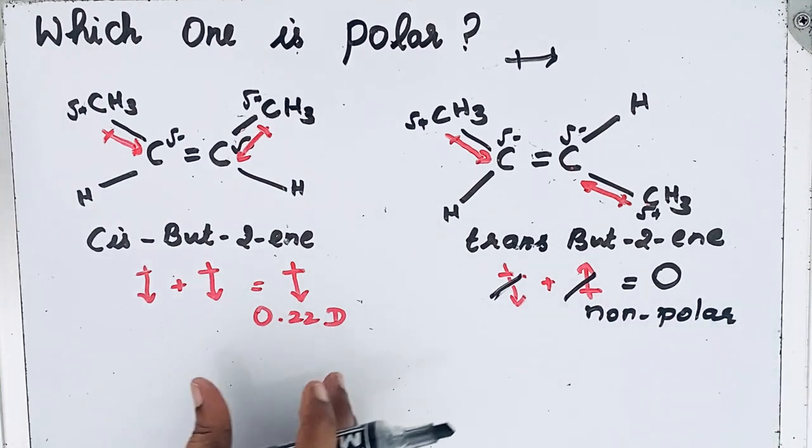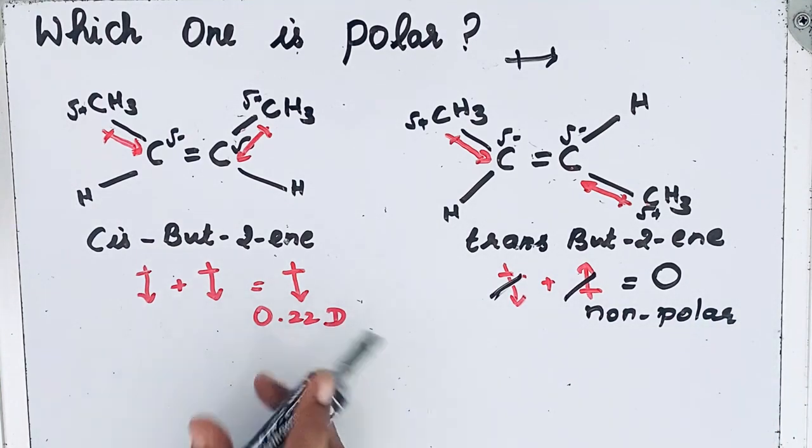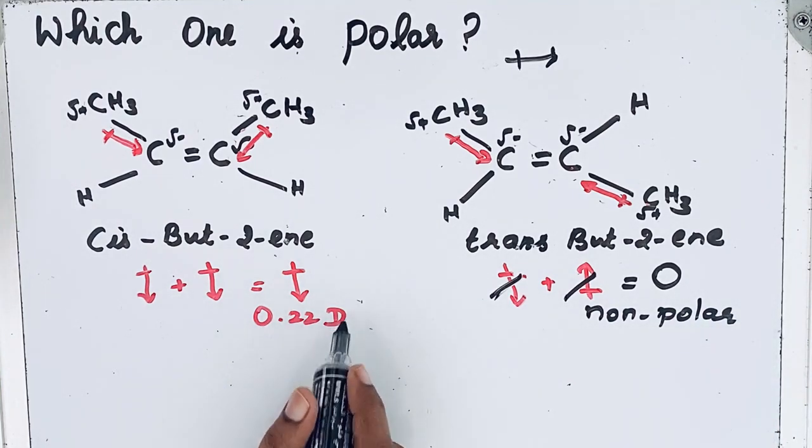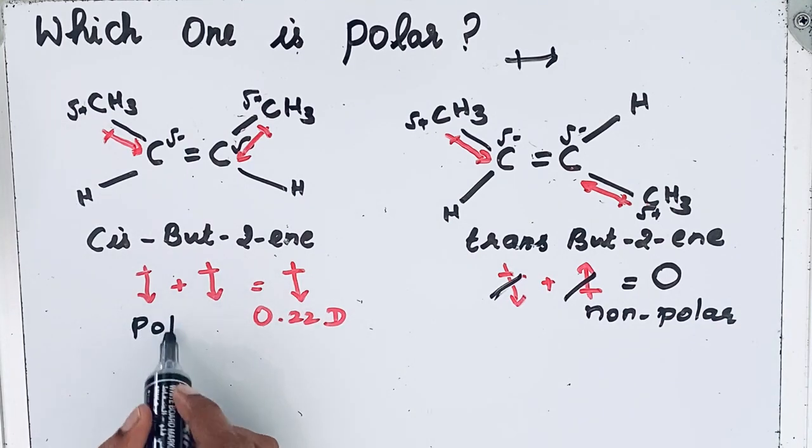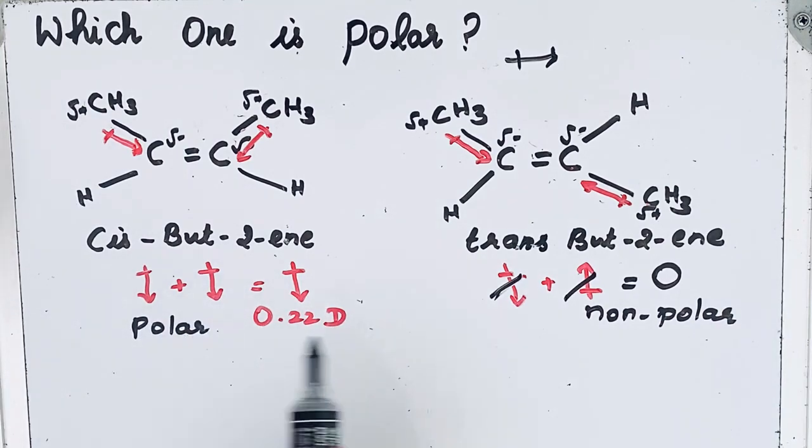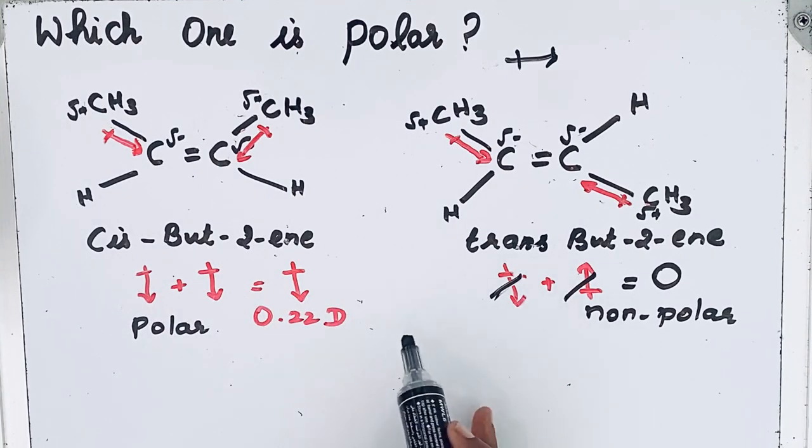But what about the cis form? This one has 0.22 D. So this compound is polar. So among cis-butene and trans-butene, cis-butene is the polar molecule.